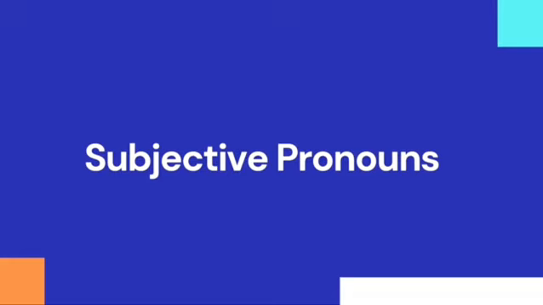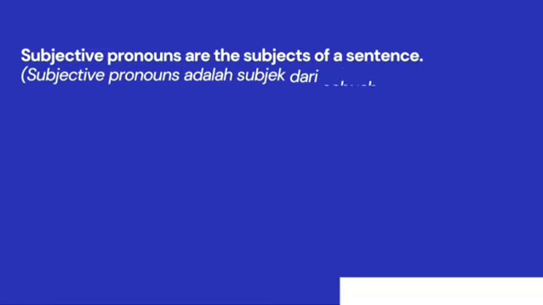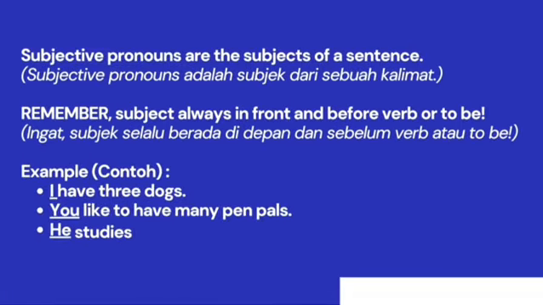Subjective pronouns. Subjective pronouns are the subject of a sentence. Remember, the subject is always in front, before the verb or to be. For example, I have 3 dogs. You like to have many pen pals. He studies in an elementary school.